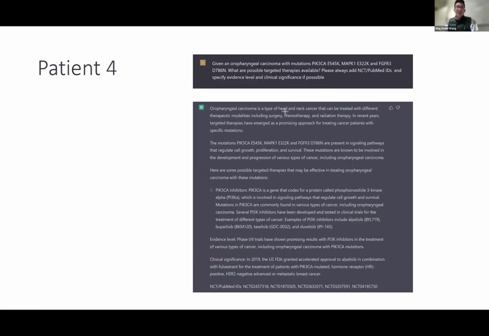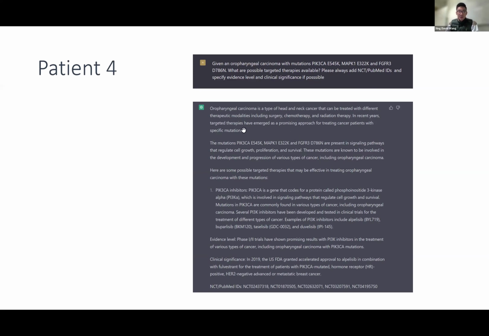And now, just as an example, I will give you an overview of how the conversation with ChatGPT looked like. So we formulated the query like this: given an oropharyngeal carcinoma with mutations 1 to 3, what are possible targeted therapies available? And always add clinical trial IDs or PubMed IDs and specify evidence levels, so that we can work a bit more with the data to enrich it with some more metadata. And then you can see the output that ChatGPT generated in this case.